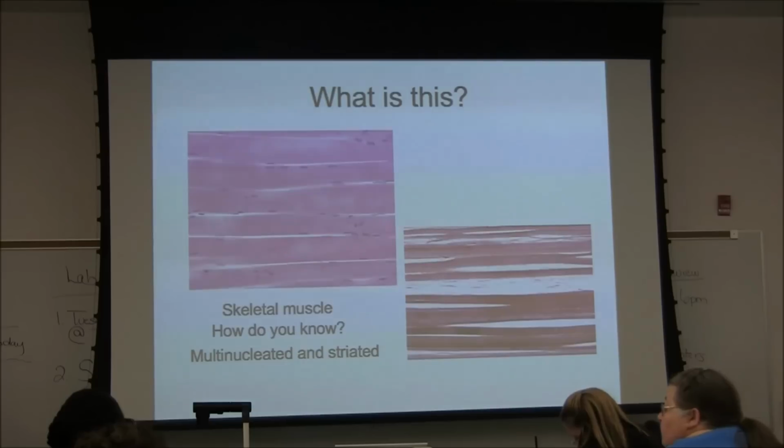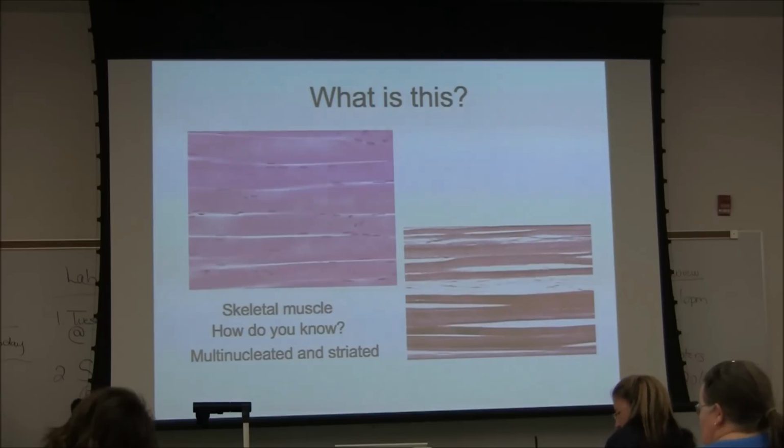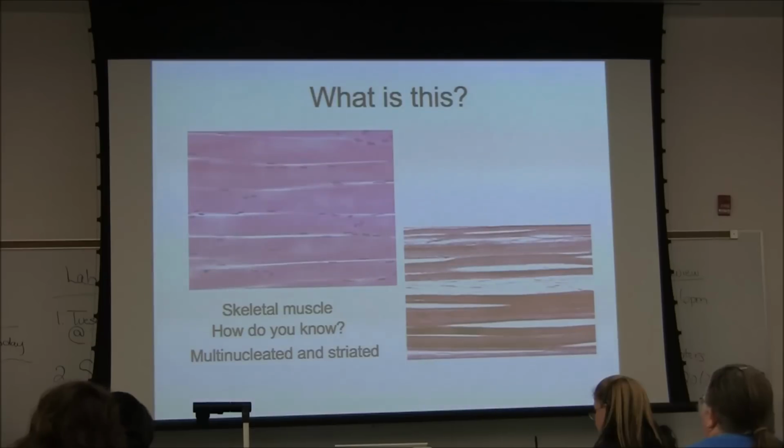So remember, characteristics of skeletal muscle is multinucleated. That's your key one. And it is striated. Multinucleated is your main one for skeletal. Okay?